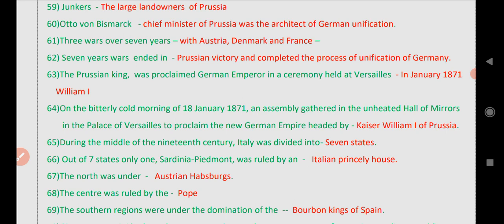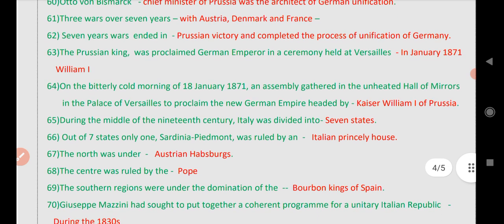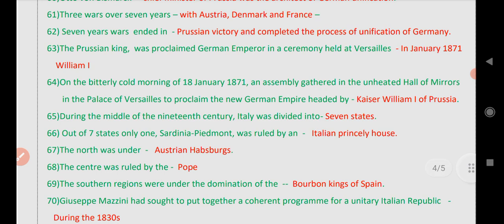Three wars over 7 years with Austria, Denmark, and France ended in Prussian victory and completed the process of unification of Germany. The Prussian king, William I, was proclaimed German emperor in a ceremony held at Versailles in January 1871.